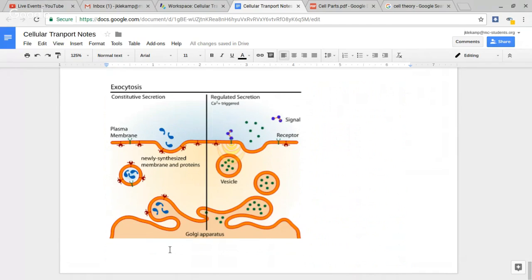So remember, the big things when we talk about cellular transport: we have the difference between passive and active transport. Passive, no extra energy needed, and moves from an area of high concentration to low concentration. Active transport requires that extra energy, and it goes against the concentration gradient, from a low to high.